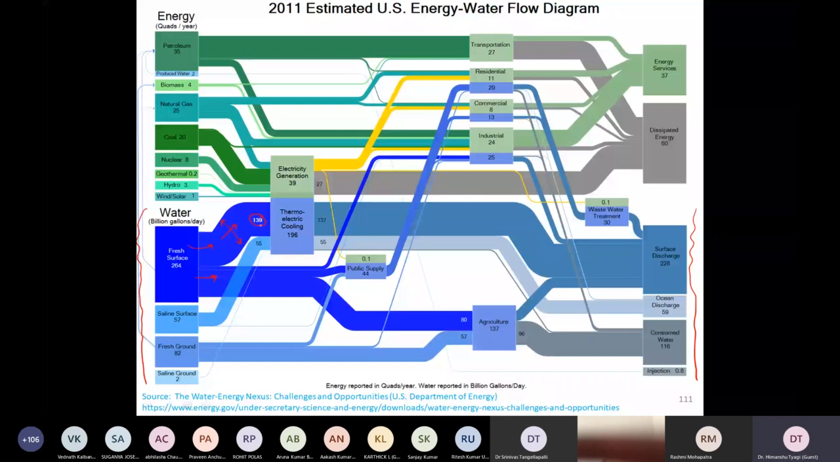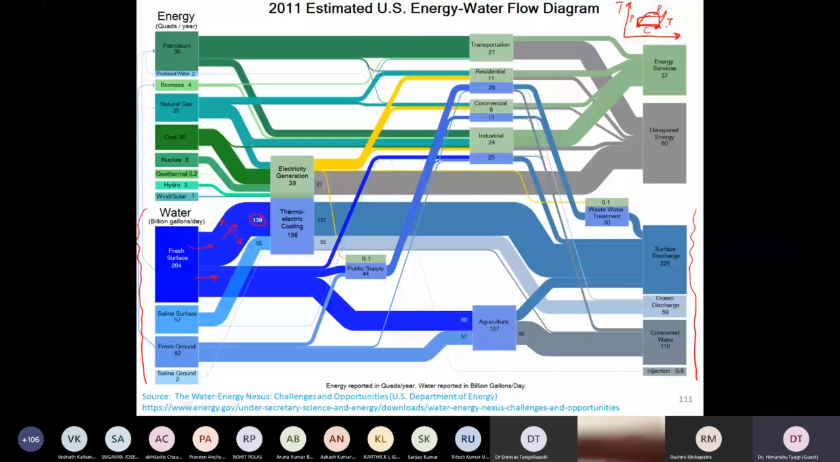The biggest thickness, from the fresh surface water, as we have seen on the previous slide, is actually going for thermoelectric cooling. All the condensers in all the steam fired power plants require cooling. Because our mechanical engineers remember the TS diagram for a Rankine cycle, right? So this is the TS diagram. We have the turbine, this is the boiler, this is the pump, and this bottom portion, it's small scale, so I can just show from this point to this point.